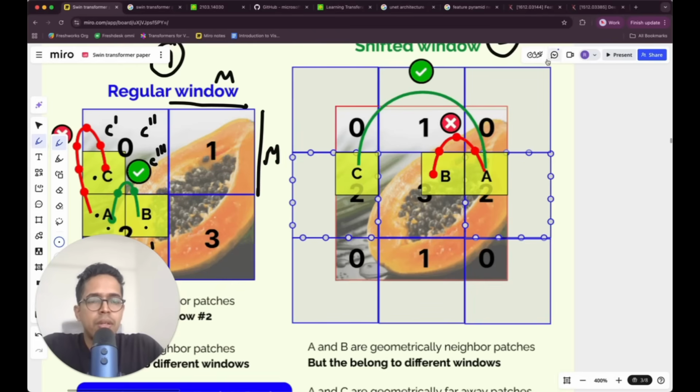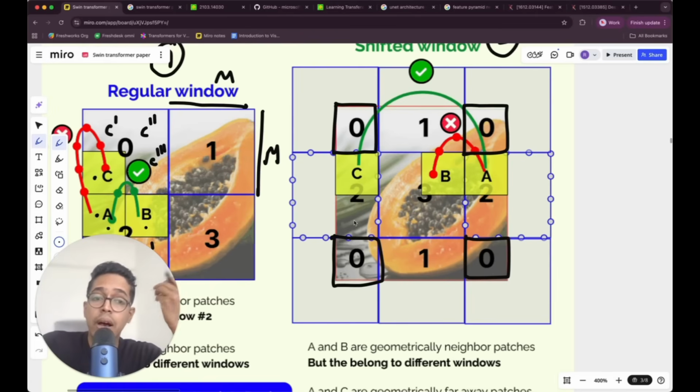This whole window is again ID 0. This whole window is of ID 0, and this whole window is of ID 0. Now, if you look at this patch and this patch, they are geometrically far from each other. So in the regular window, they were not at all paying attention to each other because of 2 reasons. One, they are obviously geometrically far from each other. Second, they were belonging to different windows. These 4 patches were belonging to completely different windows: window number 0, 1, 2, and 3.